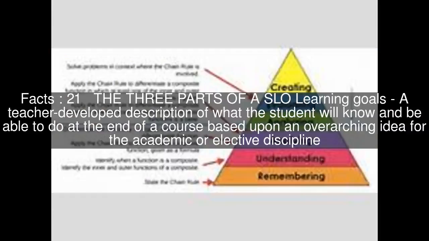The 3 parts of a SLO: learning goals. A teacher-developed description of what the student will know and be able to do at the end of a course based upon an overarching idea for the academic or elective discipline.